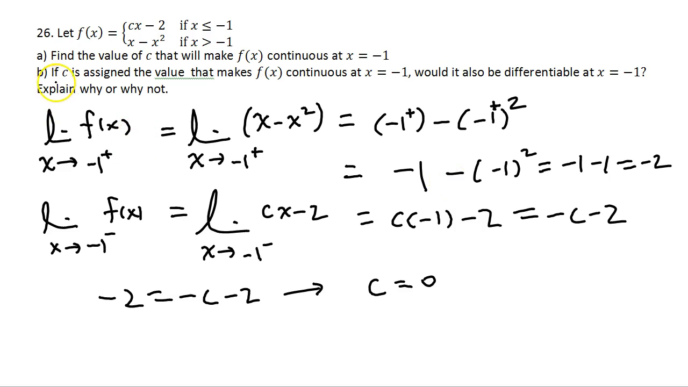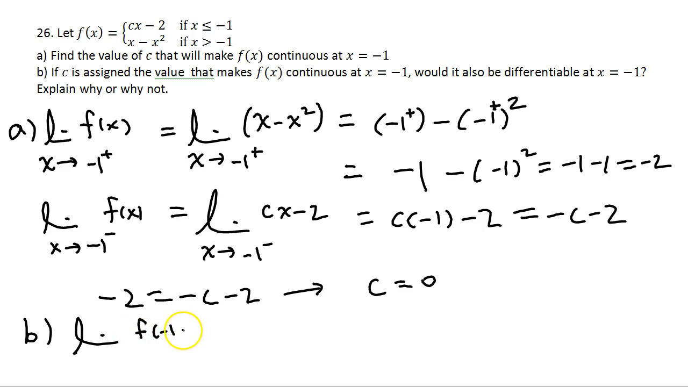Okay. Now, if c is assigned a value that makes f of x continuous at -1, in other words, if c is equal to 0, would it also be differentiable at x equals -1? Well, to investigate part B, we know that it's differentiable away from -1. The only thing that we're not sure of is whether it's differentiable at -1. So what is the derivative at -1?